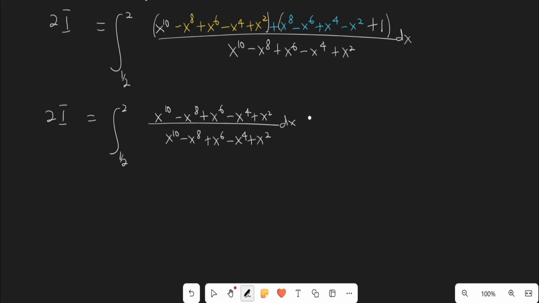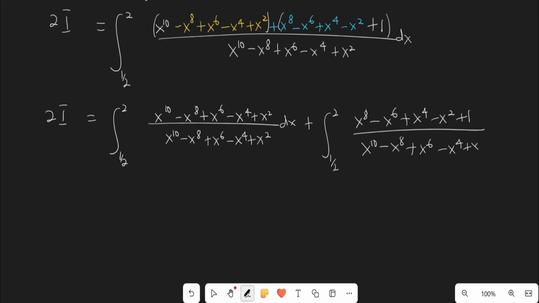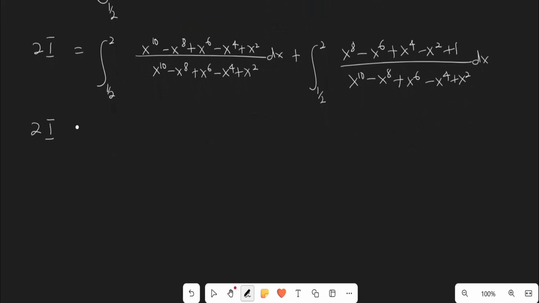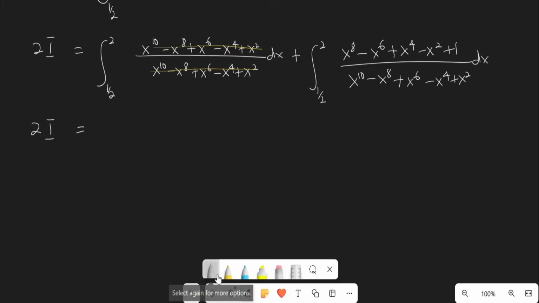This is one integral. And the next integral is from 1/2 to 2 of x raised to the power 8, that is this guy, x raised to the power 8 minus x raised to the power 6 plus x raised to the power 4 minus x squared plus 1, all divided by the denominator, x raised to the power 10 minus x raised to the power 8 plus x raised to the power 6 minus x raised to the power 4 plus x squared, and then dx. So 2I here is equal to, we see that these are just the same, so this one and this one will just cancel out beautifully. And now what you are left with is this.